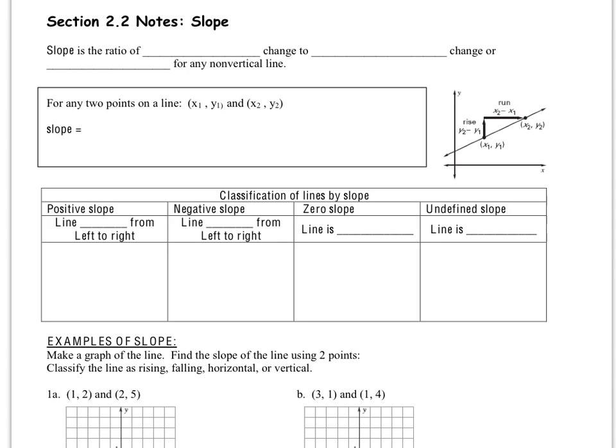Welcome to section 2.2. We are dealing with slope. Now, slope is a concept that you did discuss in Algebra 1 and Geometry, but I want to go back and make sure that we are all on the same page. Slope is considered the ratio of a vertical change, which is up and down, to a horizontal change, which is left and right.